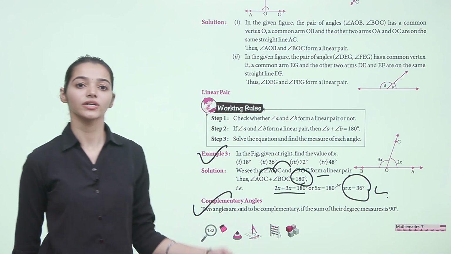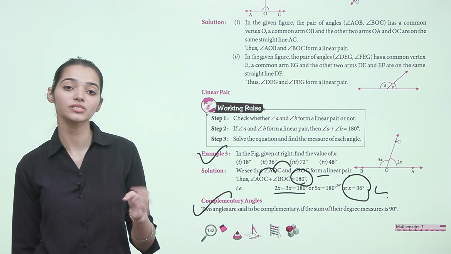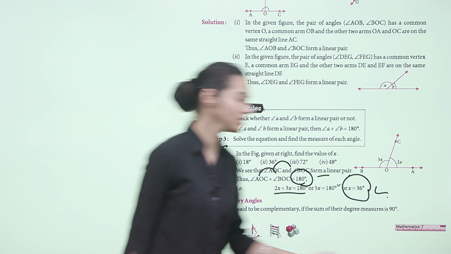Next is complementary angles. Two angles are said to be complementary if the sum of their degrees is 90 degrees.